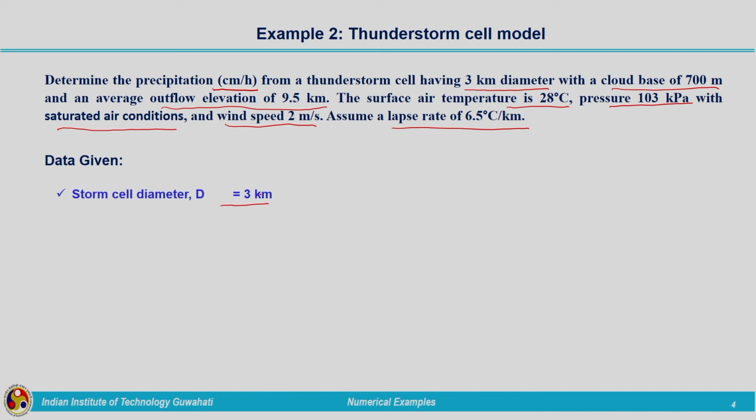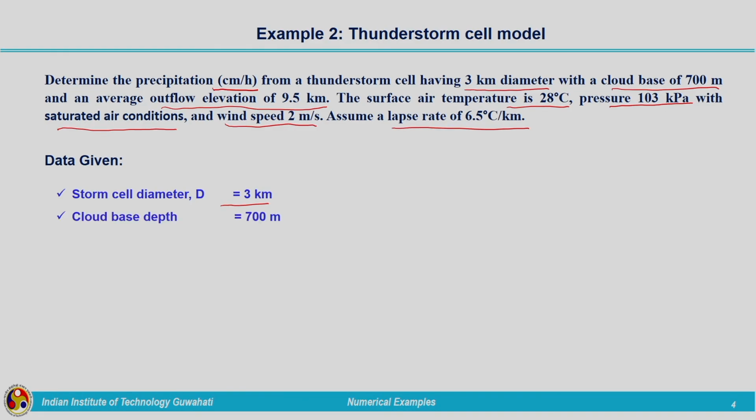The thunderstorm cell, imagine the figure which we have drawn while deriving the expression corresponding to the thunderstorm cell model. In that, the diameter of the storm cell is 3 kilometers. Then the cloud base is at a height of 700 meters from the ground surface. Then comes the average outflow elevation, which is at an elevation of 9.5 kilometers.